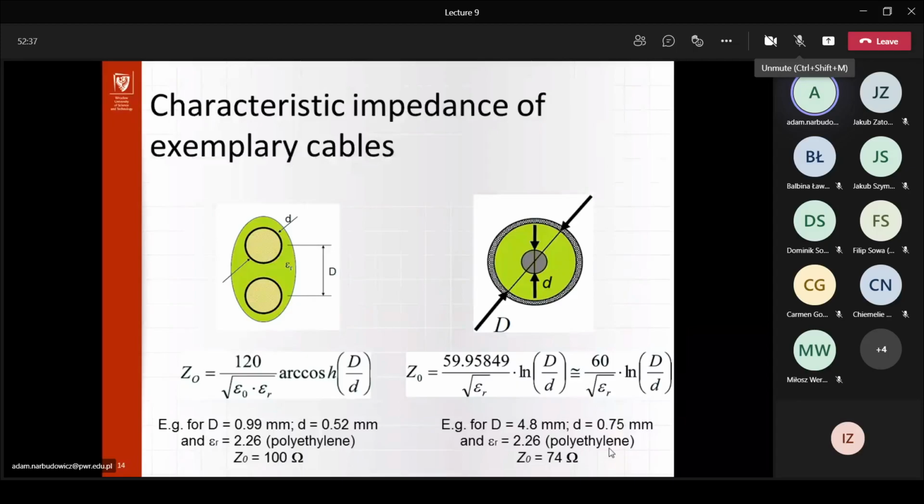74 ohms or 75 ohms. This is, I believe, the typical impedance that was used for TV cables. So if you have a good old antenna on the roof, most likely it will be connected using a cable of the impedance of 75 ohms. Nowadays, for most of the devices, somehow we use the 50 ohm standard.